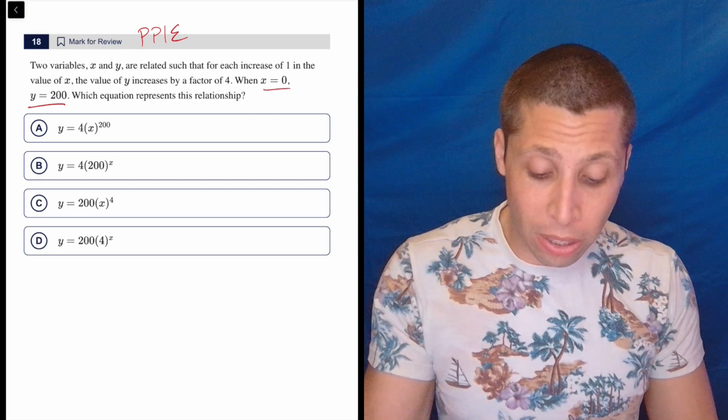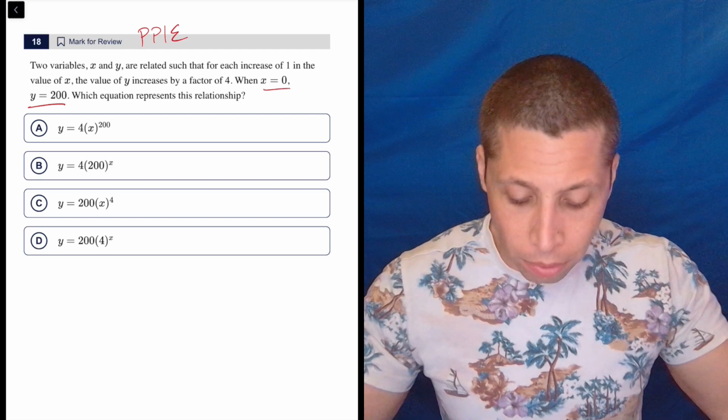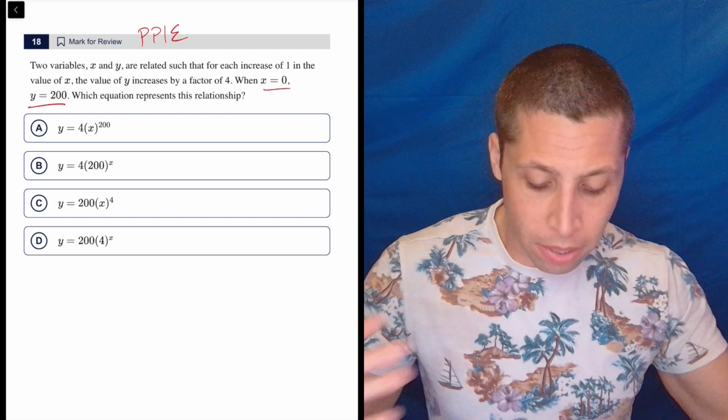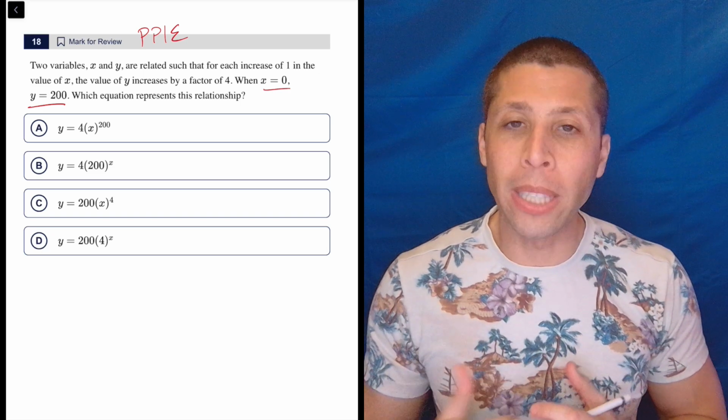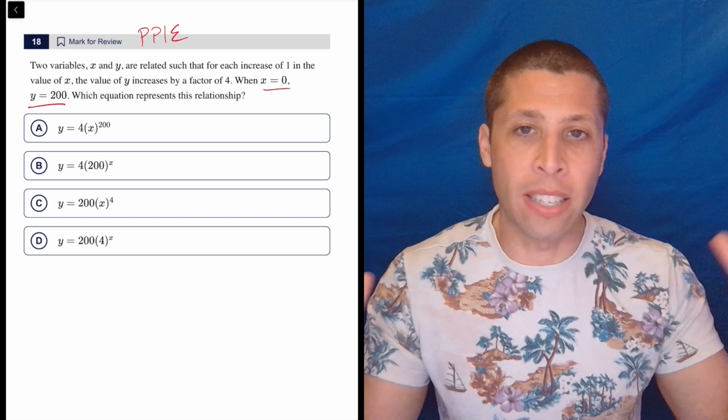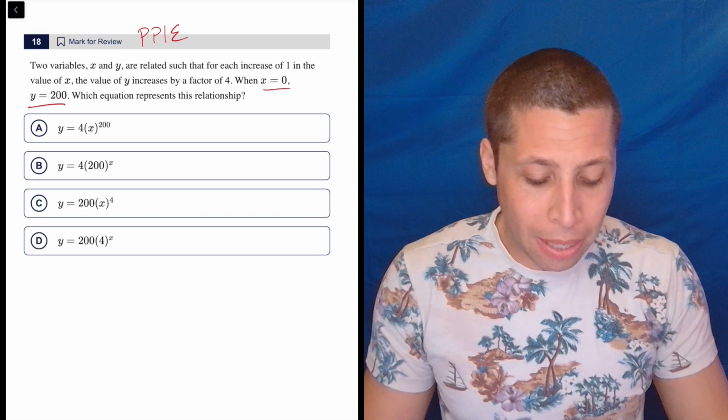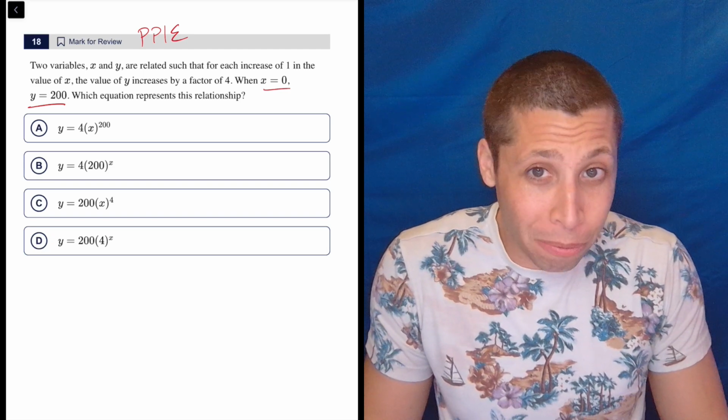So there's this other, more confusing piece, right? Two variables, x and y, are related such that for each increase of 1 in the value of x, the value of y increases by a factor of 4. People who are not good at math are going to read that and it's like Chinese. It's a completely different language. But it's useful. We'll get there.